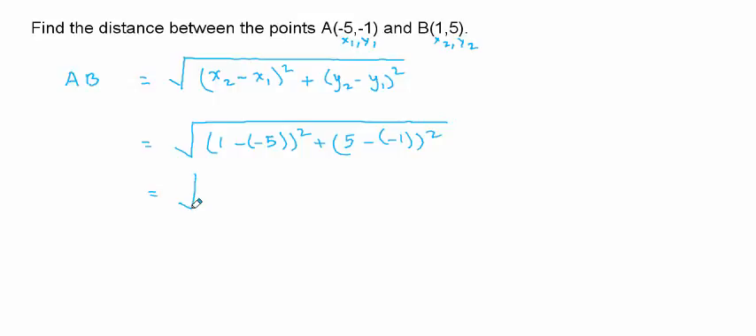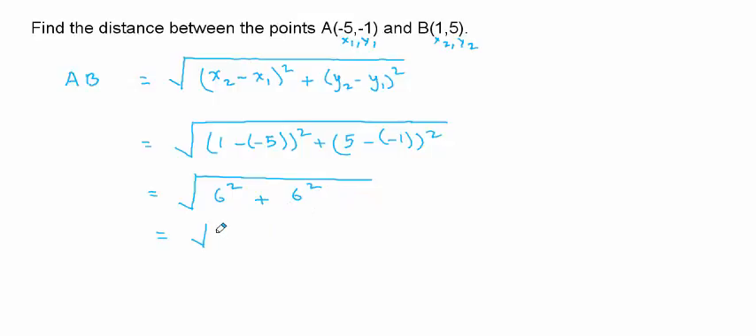Let's simplify that. Square root of 1 minus -5, so that turns it to 1 plus 5, that's 6 square, plus 5 minus -1 is also 6. 6 square plus 6 square. Therefore, this is going to be square root of, I'm not going to say this is 36 plus 36 and add them up to get a 72.